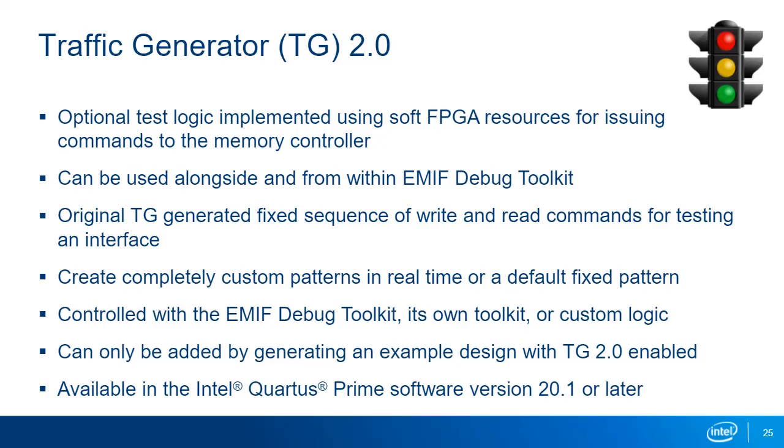Traffic Generator 2.0 allows for completely customizable pattern testing of an external memory interface during runtime. Operation of TG 2.0 can be initiated with the EMIF Debug Toolkit, as mentioned earlier. However, you can have complete control over its configuration and operation using custom debug logic connected to the IP through a standard Avalon memory mapped interface, or by using the IP's own system console-based toolkit, providing a detailed graphical interface for sending test traffic to the external memory.